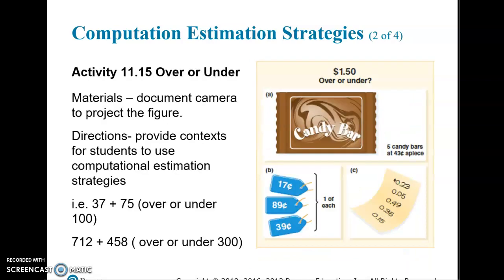Over-under activity on page 266 and figure 11.25 on 267. In this case, each answer is over or under $1.50. But the over-under number can be changed for each task. You can add an interesting context to make this activity more accessible to more learners.